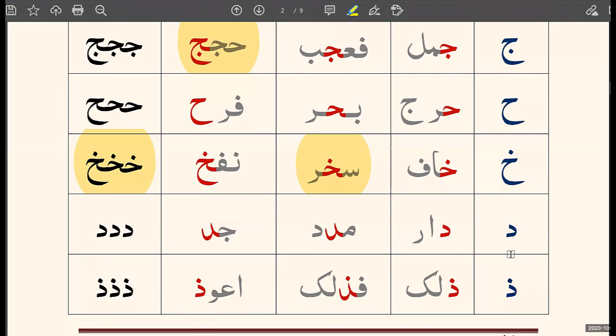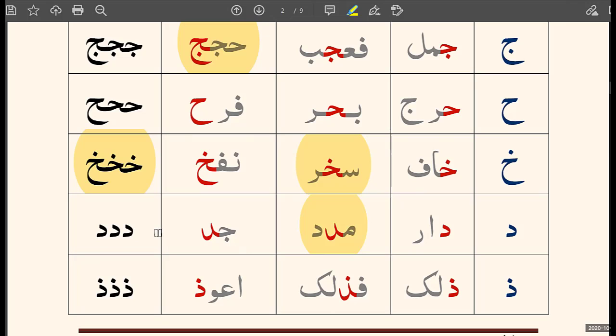Now, dal. This name is a thin dal, flat mouth. Dal, alif. Now, alif would be only one second. Quickly, alif. Ra, mim, dal, jim, dal.